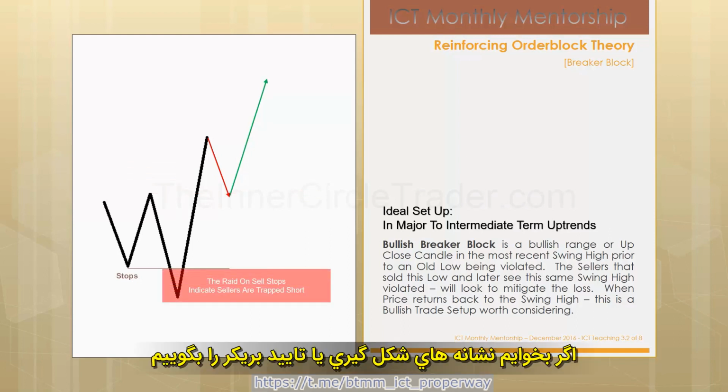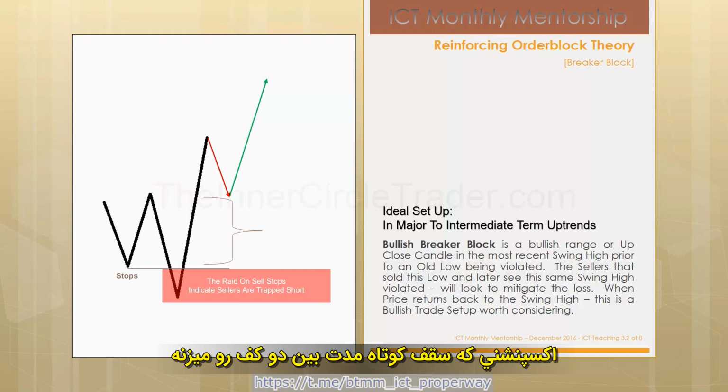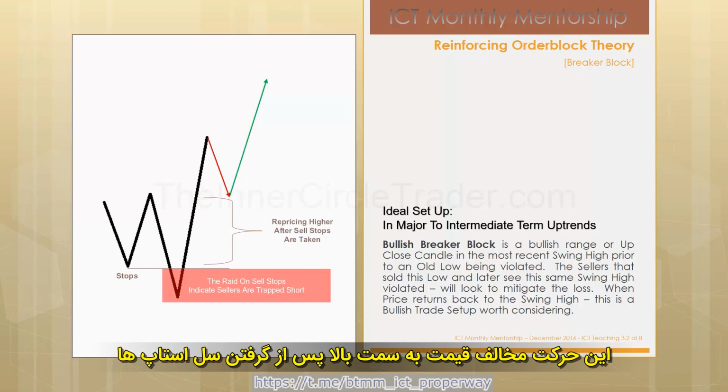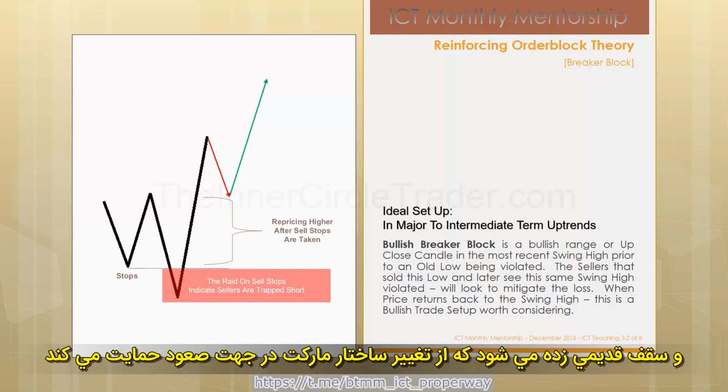The telltale signs that you have a breaker in formation or confirmation: the run on sell stops indicates sellers are trapped below the old low. The range expansion takes out the short-term high in between the two lows. This repricing higher after sell stops are taken is a confirmation that there was a run on stops below an old low, and the old high that's violated supports a market structure shift for bullishness.